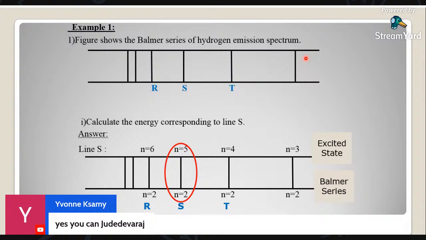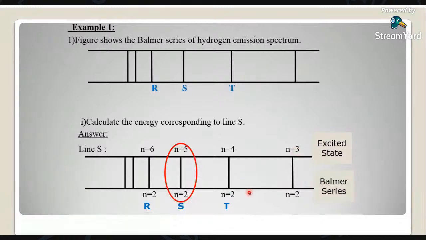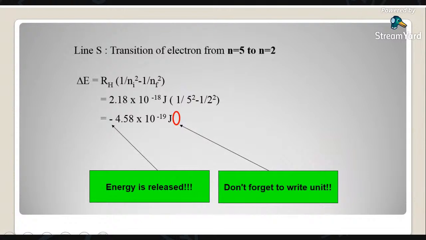Kita tengok the gap between the lines. Which gap between the lines is the biggest gap? Ni kan, ni paling besar kita tengok gap. So this one is the first line. So the first line is produced when the electron falls from 3 to 2. Line T is produced when electron falls from 4 to 2, while line S is formed when electron falls from 5 to 2. So remember, line S is formed when electron makes a transition from energy level number 5 to energy level number 2.